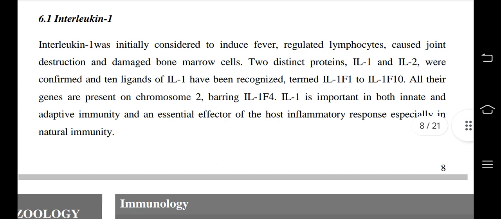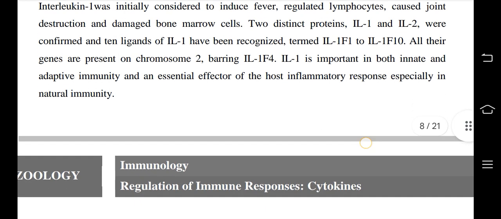Interleukin 1 was initially considered to induce fever, regulate lymphocytes, cause joint destruction, and damage bone marrow cells. 2 distinct proteins, IL-1 and IL-2, were confirmed, and 10 ligands of IL-1 have been recognized, termed IL-1F1 to IL-1F10. All their genes are present on chromosome 2, bearing IFN4. IL-1 is important in both innate and adaptive immunity, and an essential effector of the host inflammatory response, especially in natural immunity.